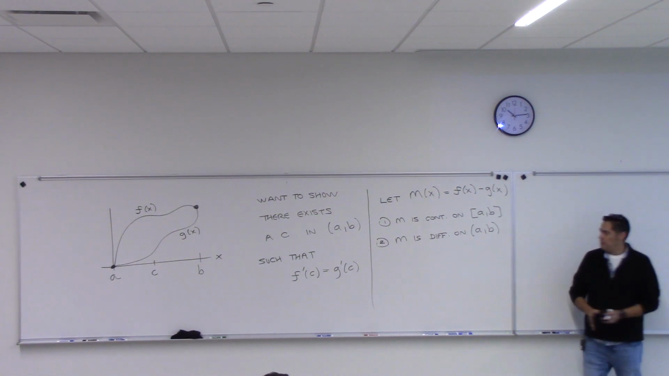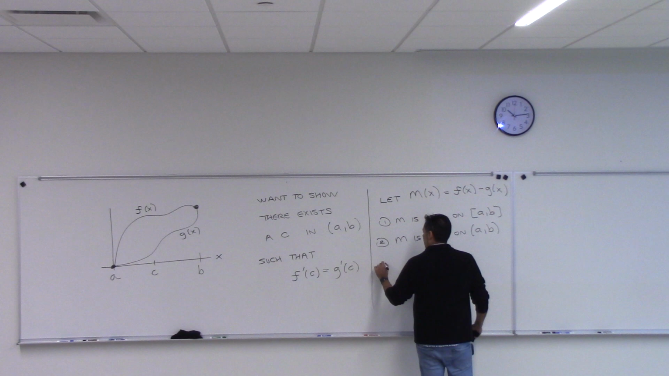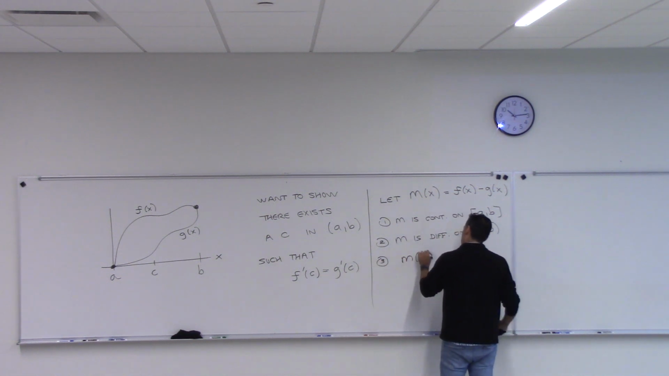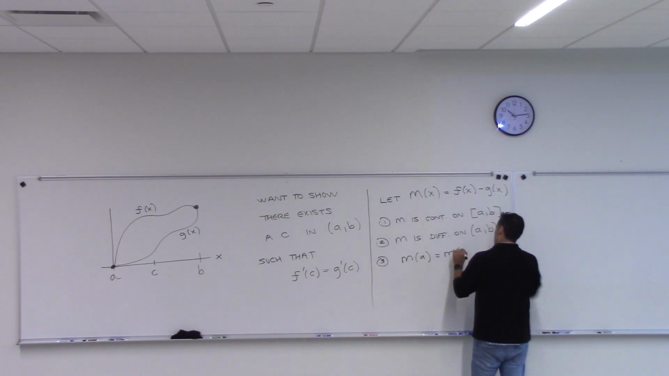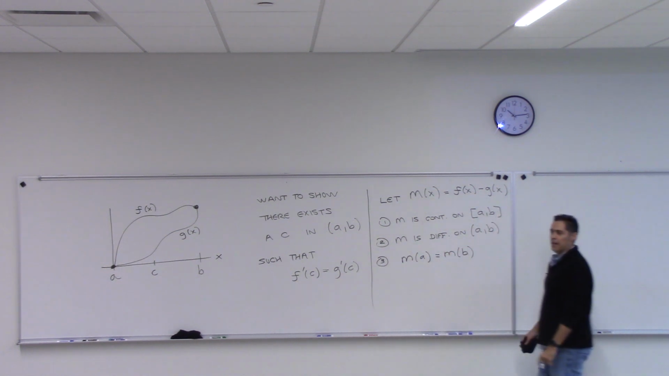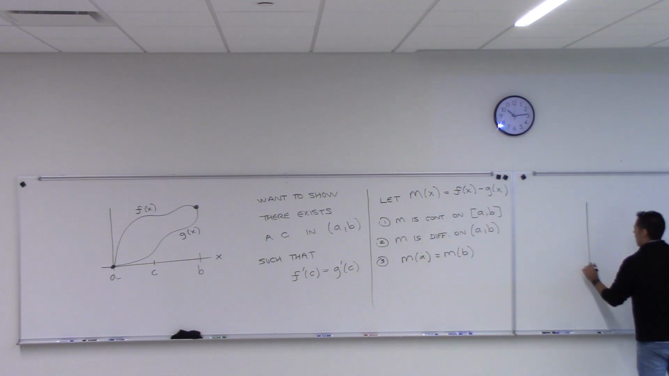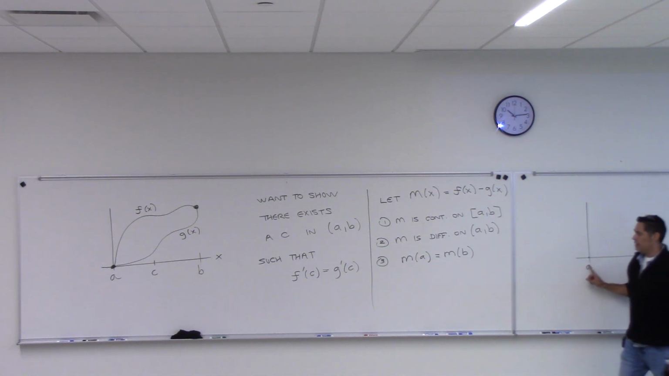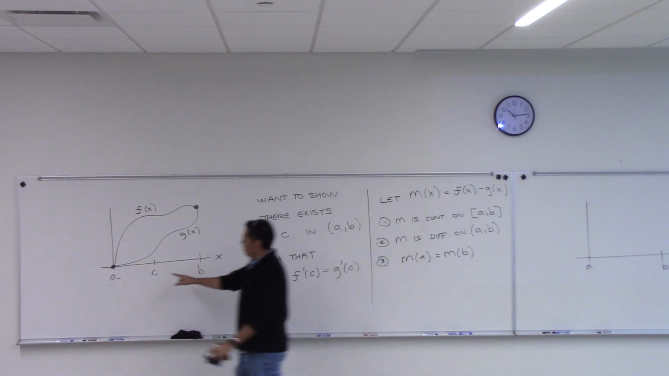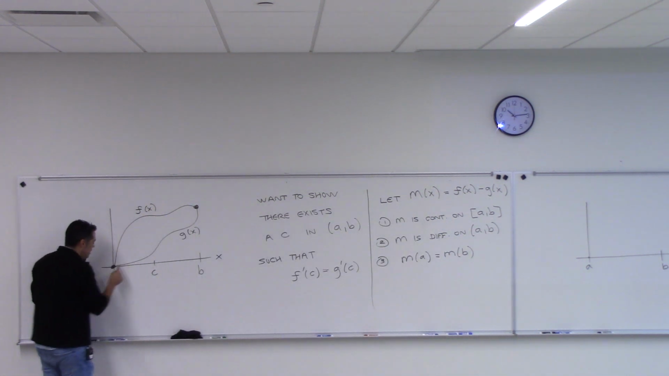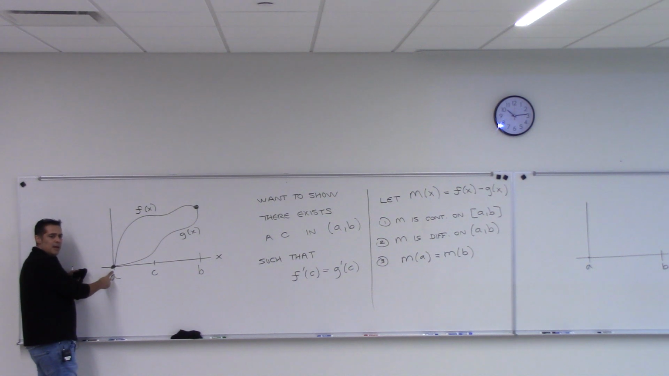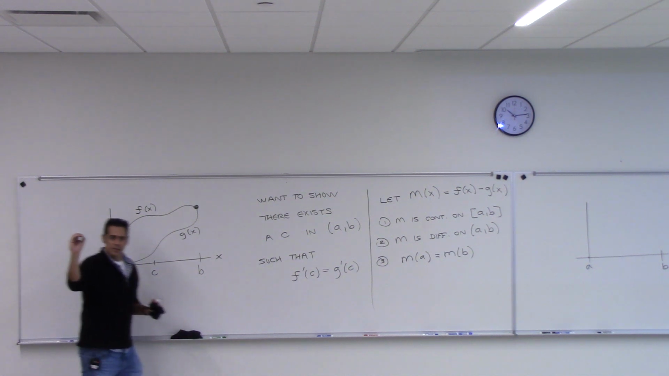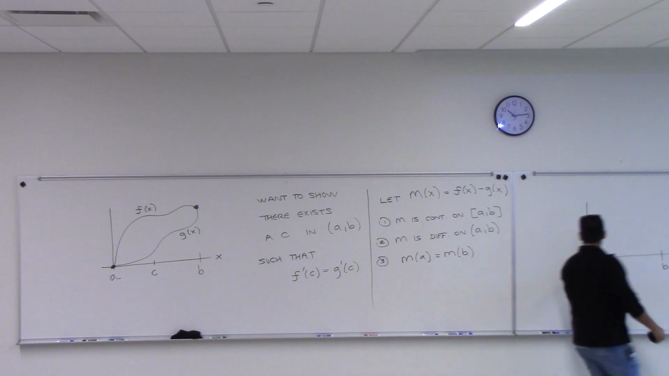All right, now here's the big thing. Third thing, M of A is equal to M of B. That's the big thing. So I'm going to graph the M function over here. Here's A, and here's B. What's the value of M at A? If you take the F function and subtract the G right here, they're both 0, aren't they? They both have the same value. So the difference of those two should be 0. So I have this point right here.